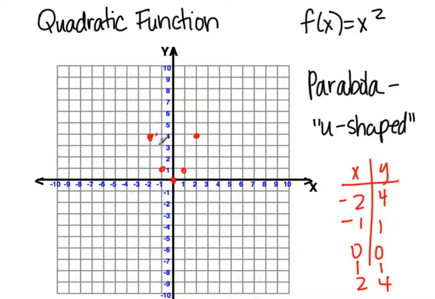So you can see if I did -3, -3 squared would actually be 9. So I could get some more points there. So you can see that this is forming something called a parabola, which is U-shaped. And so that's it. And it goes on forever from there.